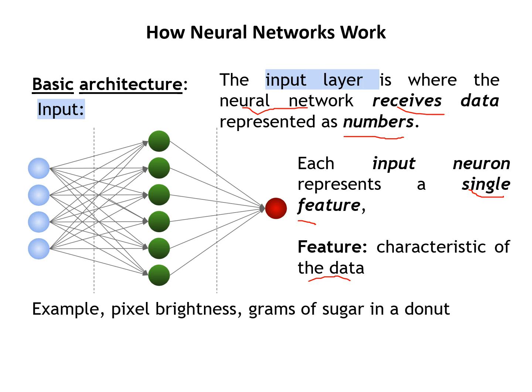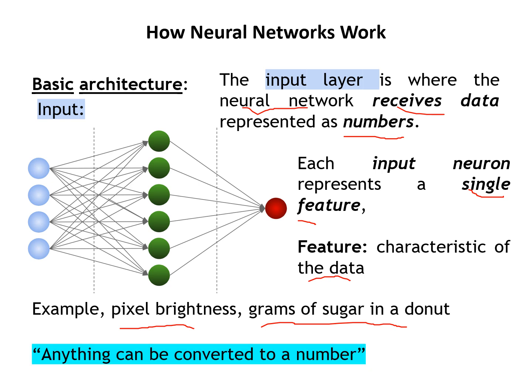So I already told you three examples: the pixel brightness in, for example, the image of a cat or any image that you need to recognize, grams of sugar in a donut, or the amplitude of a sound wave, for example in music. But independent of what it is, anything should be converted into a number to be able to be analyzed in a neural network. So let me show you more examples.